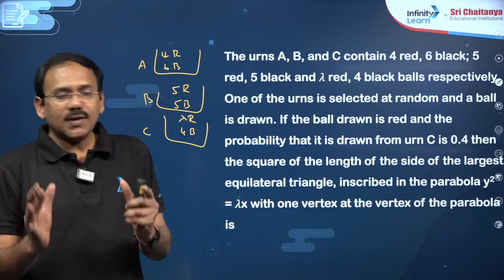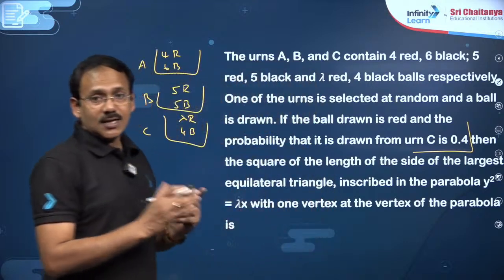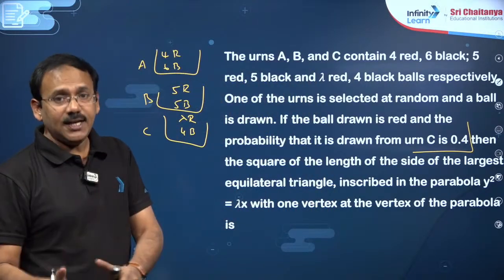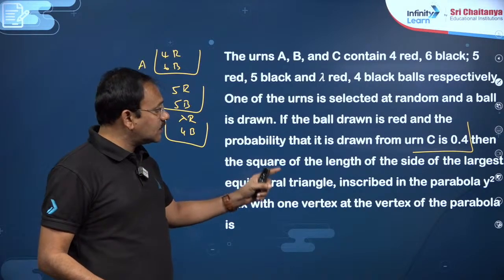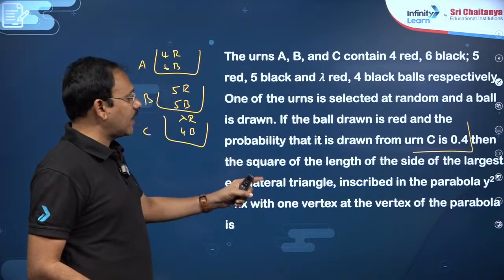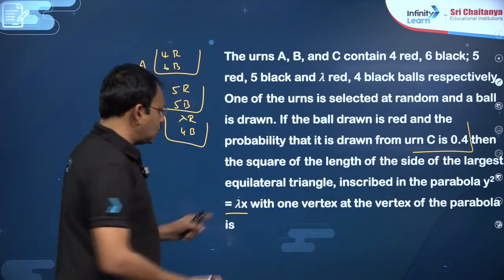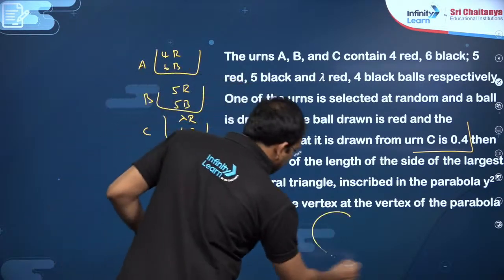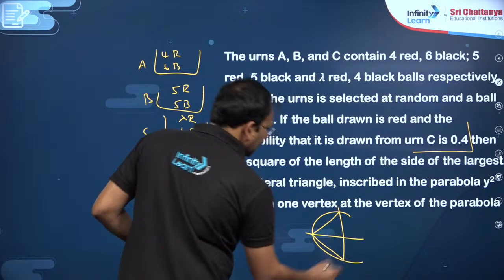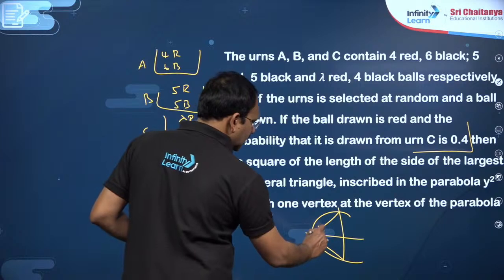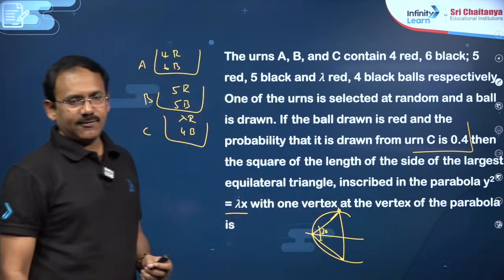You see, it is a combination of two questions. Up to here it is a probability question from which he is asking us to find lambda. After finding lambda, you see, it is a parabola question. The square of the length of the side of the largest equilateral triangle inscribed in the parabola y square is equal to lambda x. So, once you know lambda, y square is equal to lambda x is this. What could be the largest equilateral triangle that can be inscribed here means you have to put here 30 degrees, accordingly you can find this value, my dear friends.